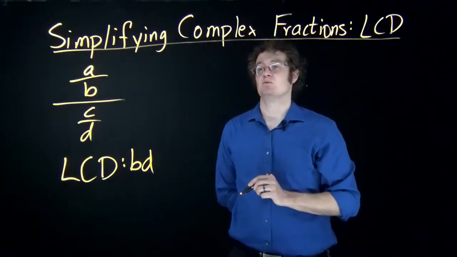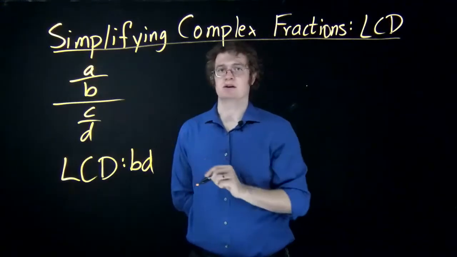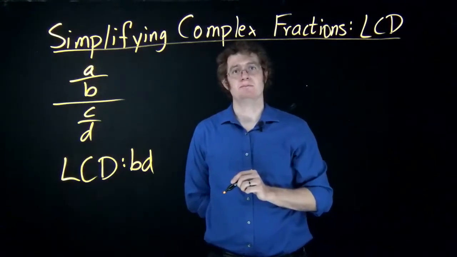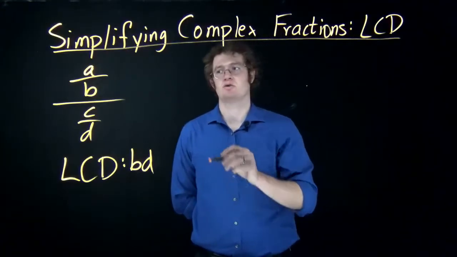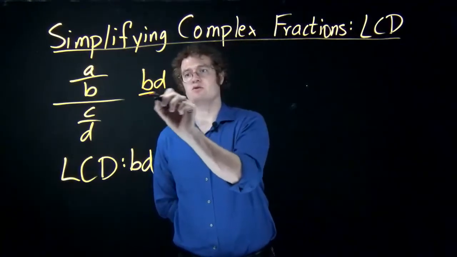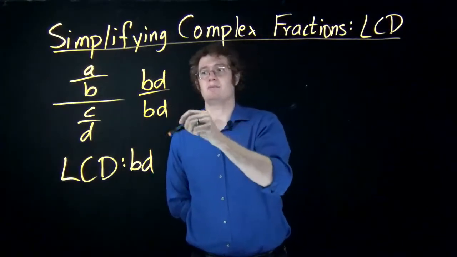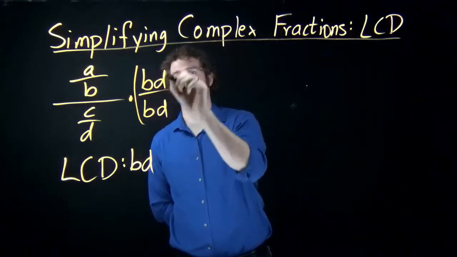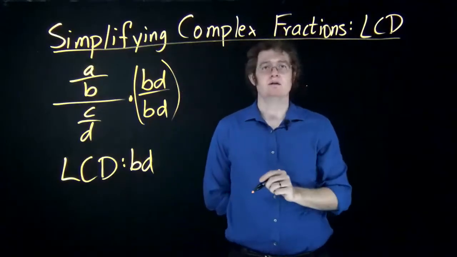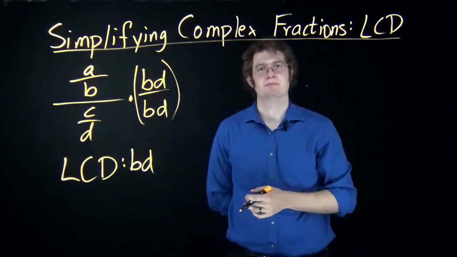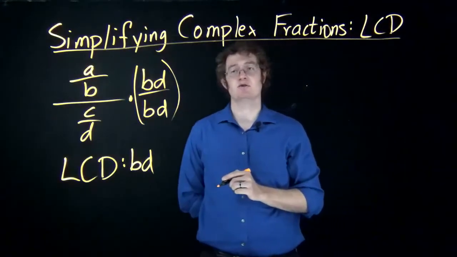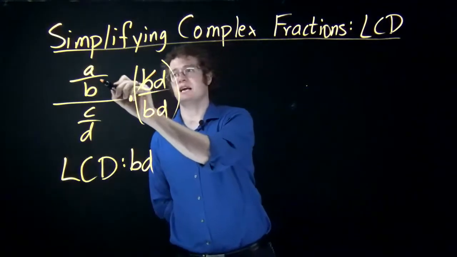And if I want to get rid of these denominators, I'm going to multiply this by 1. But I'm going to choose a particular form of 1, and that form of 1 is going to be my least common denominator, b times d, on both top and bottom. So we're multiplying by 1, so that I don't change my fraction. But I've multiplied by a clever form of 1 because I get some cancellations.